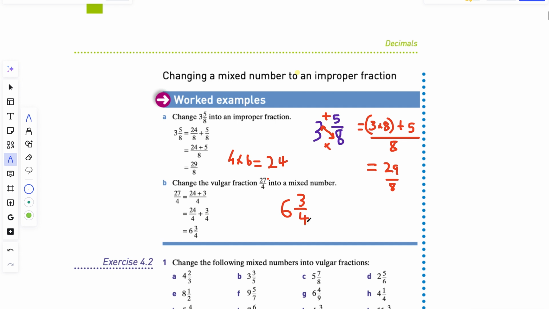How do you know that? If you want to change it back, 4 times 6, you get 24, plus 3, you get 27. You get 27 over 4. Okay? So how to do it again?